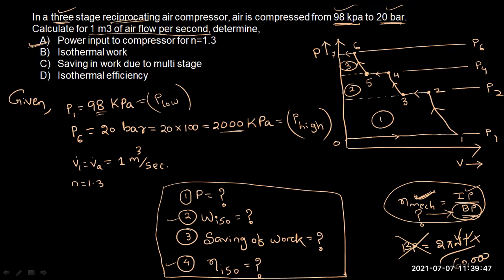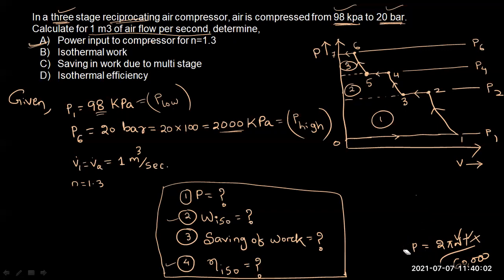So this means they are asking here to calculate the indicated power. Actually, this should be power output of the compressor or work done by the compressor. They should write it in such a way: power output by the compressor or work done by the compressor.